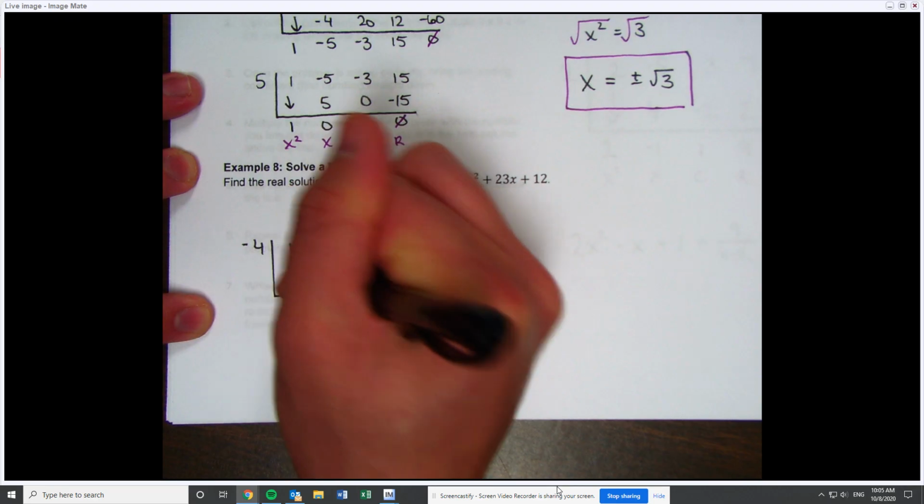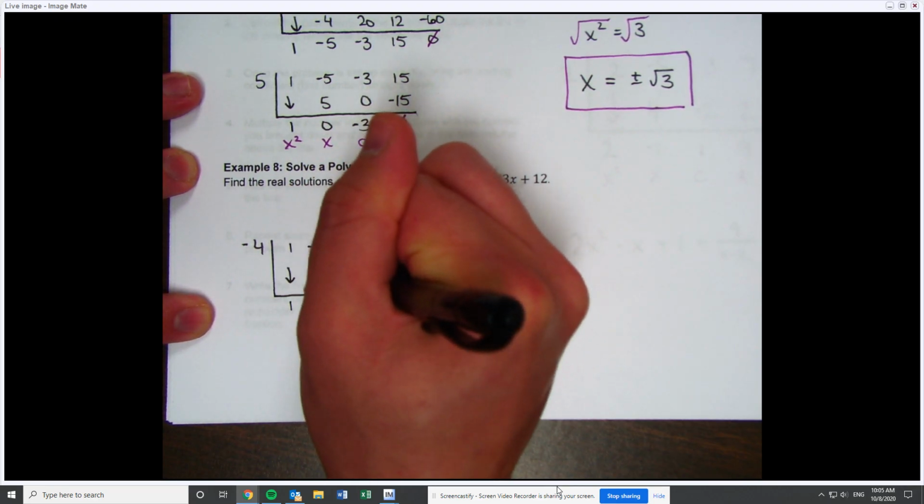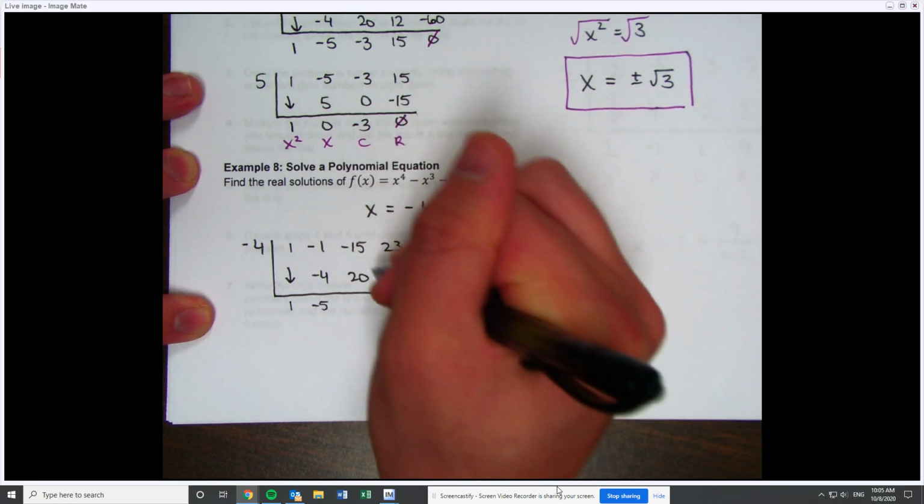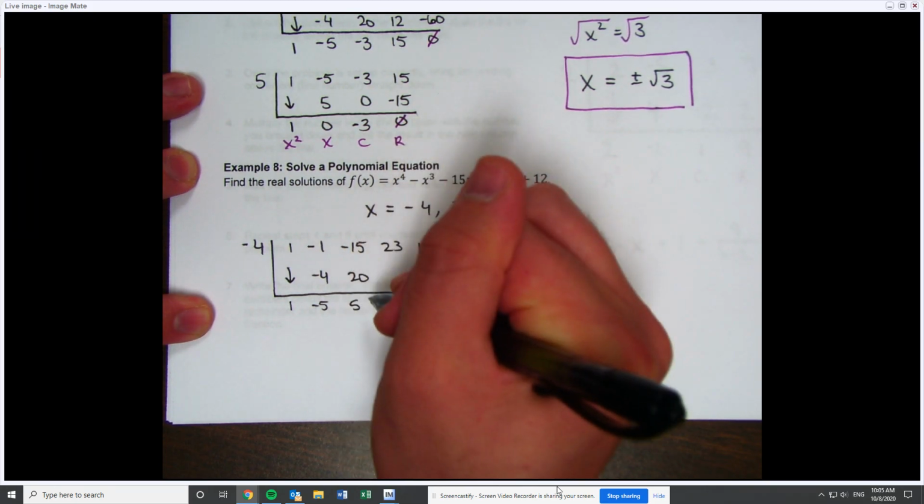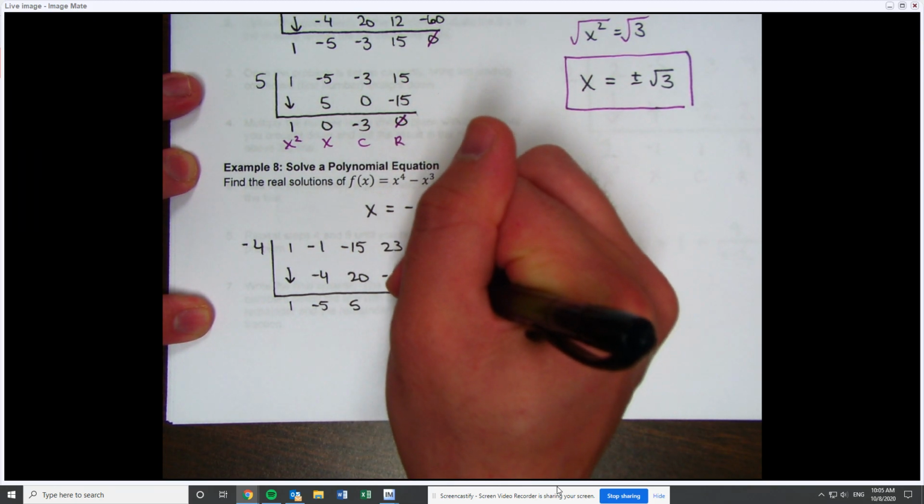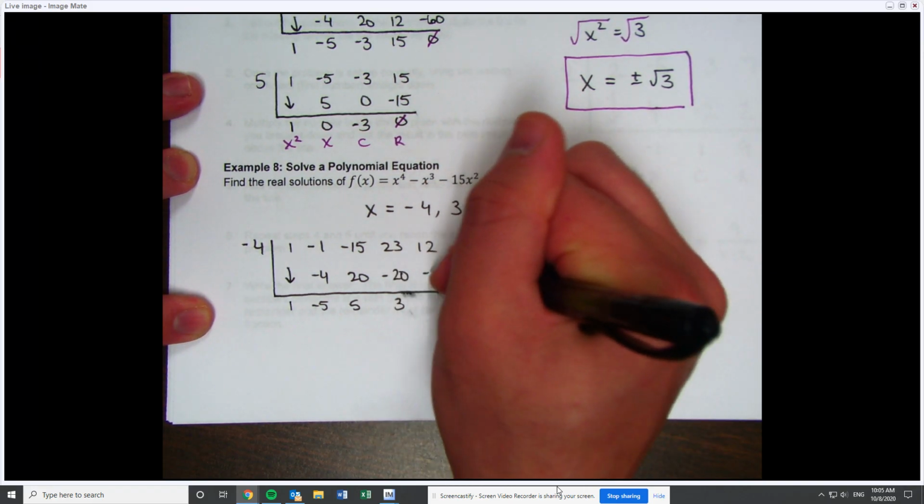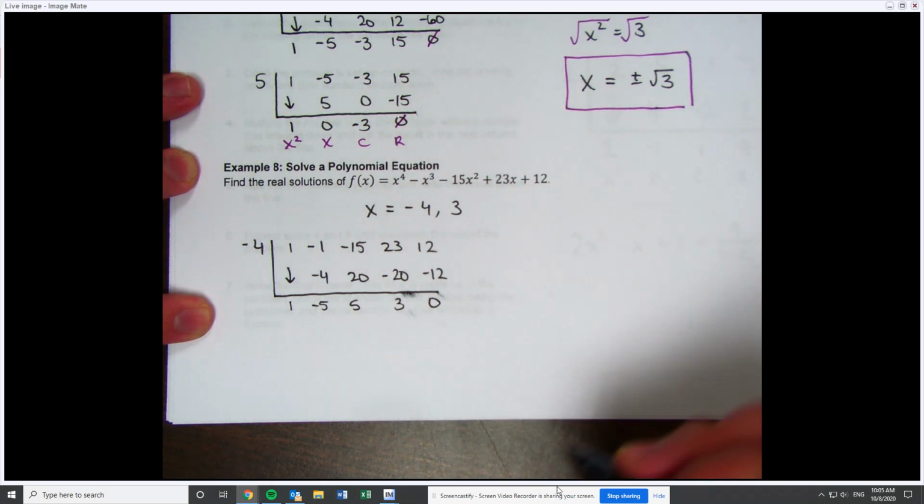All right, so drop that down. That's -4. That gives me -5. That gives me 20. That gives me 5. That gives me -20. That gives me 3. That's -12 and 0. Got it.